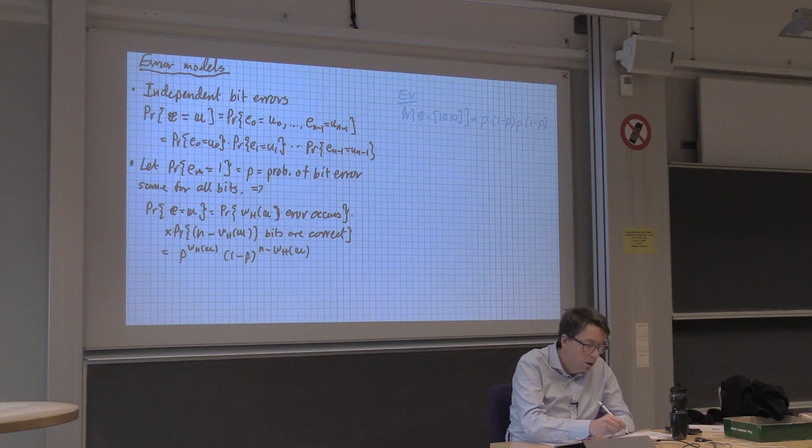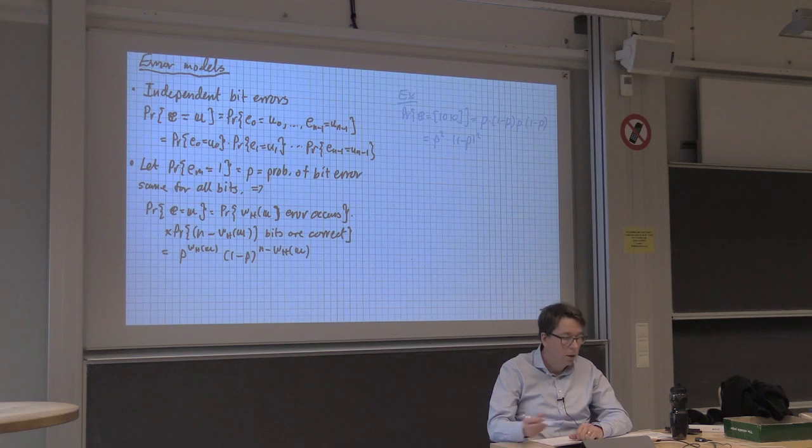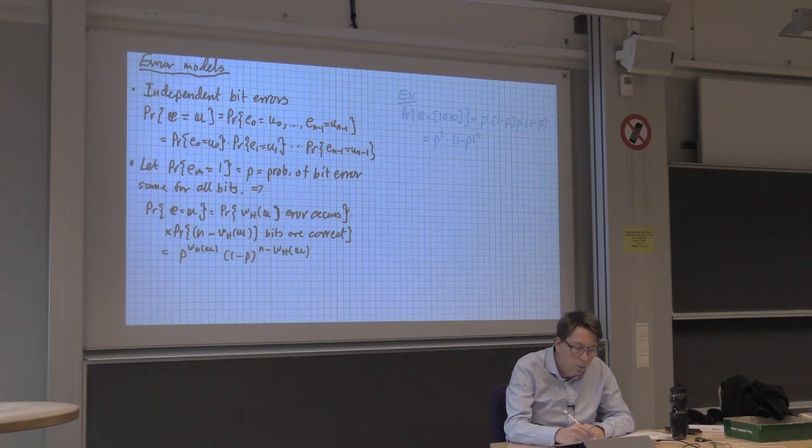Okay. And clearly this is equal to then p squared times 1 minus p squared. Okay. We'll take one more example here. Probability that E is equal to 1, 0, 0, 0.